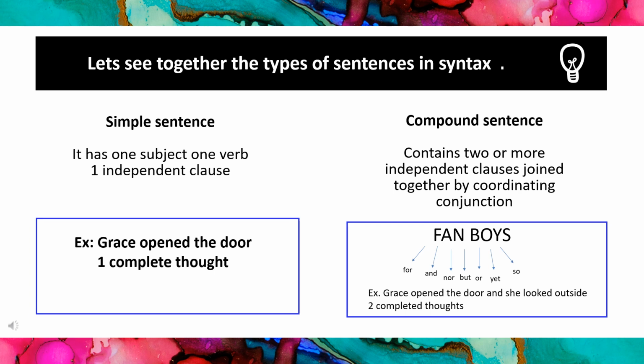Second, we have the compound sentence. A compound sentence contains two or more independent clauses joined together by a coordinating conjunction. The coordinating conjunctions here are the FANBOYS. The FANBOYS help us to notice that we have a compound sentence. FANBOYS stands for: for, and, nor, but, or, yet, and so. Example: Grace opened the door and she looked outside. Here we have opened and looked, so that means that we have two completed thoughts.